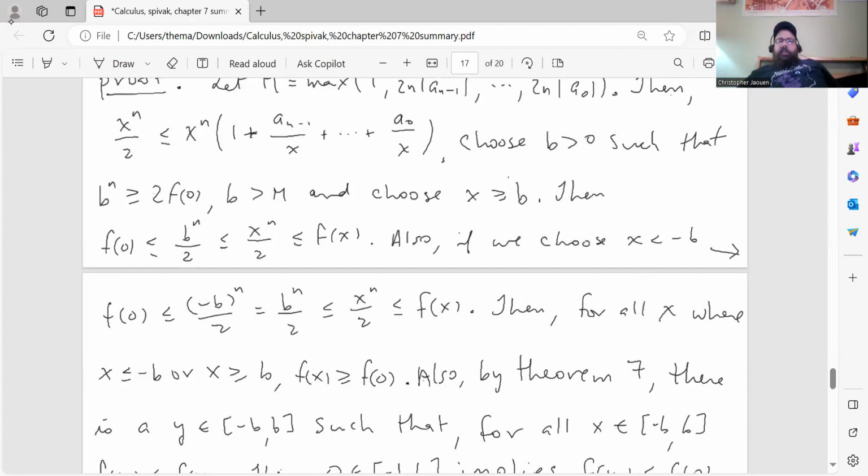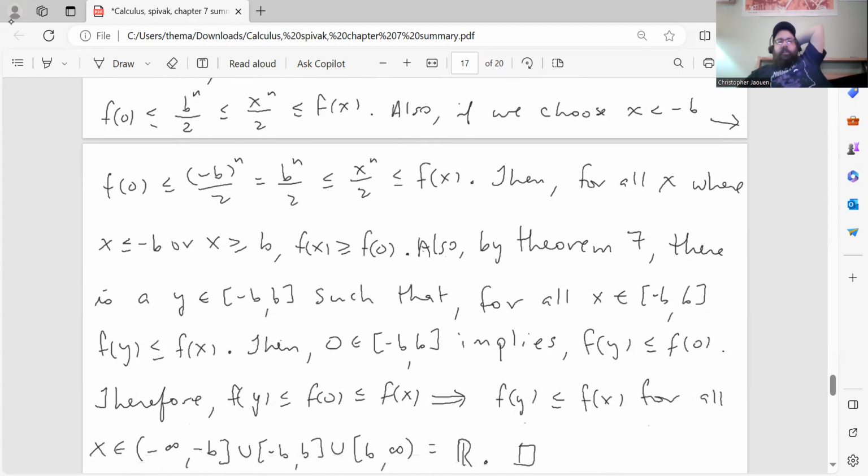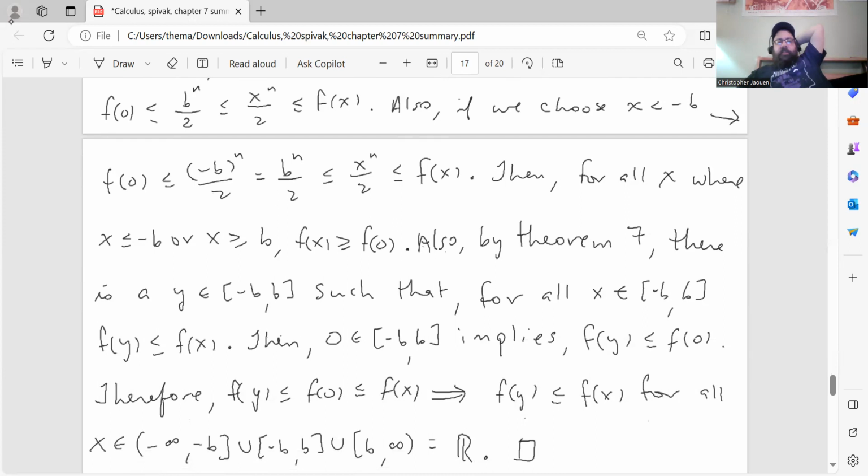Also, if we choose x to be less than negative b, then we get the same thing because n is an even power. When you raise a negative number to an even power, you get a positive number from that. So the same inequality holds for negative b. Then for all x, where x is less than or equal to negative b, or x is greater than b, we have that f of x is greater than or equal to f of 0.